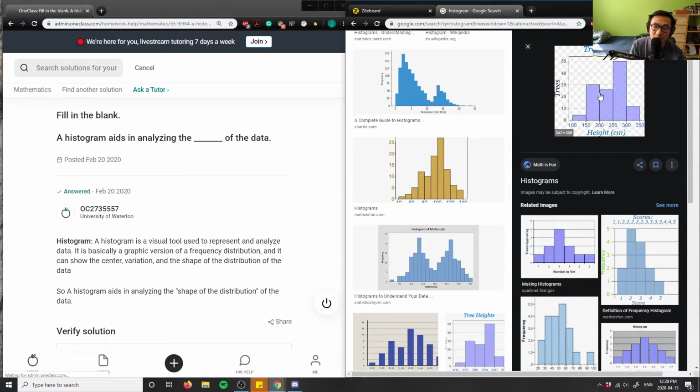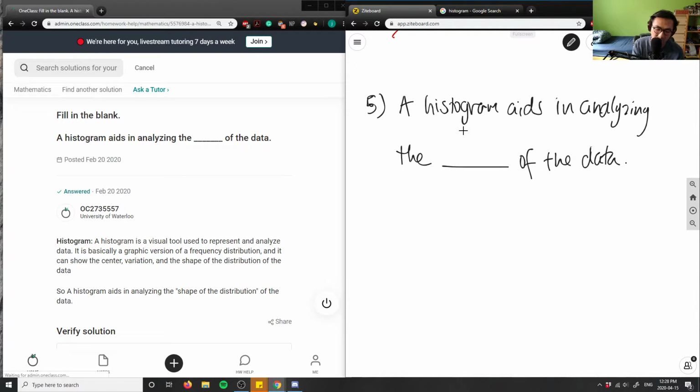We'll talk more about that in statistics, in terms of the normal distribution, normal variation, confidence intervals and that sort of stuff. It's mostly in stats, but for a pre-algebra question, if we're just reading a histogram, it says the distribution of the data. So I'm going to write here, in analyzing, you can just say the distribution of the data would be a valid answer. You could say variation as well. That's a valid answer as well.